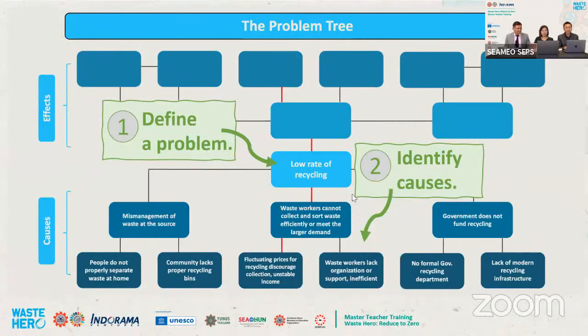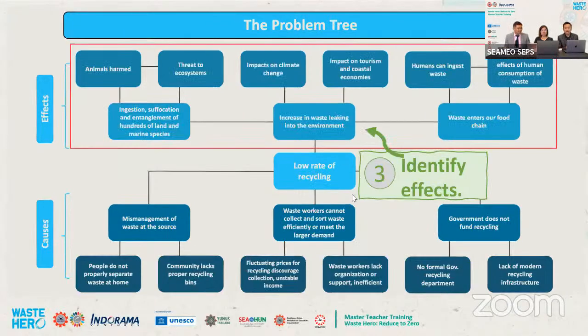To create the tree, let students define a problem that they would like to reach as the core of the map, such as low rate of recycling. After that, discuss and identify the causes of the problem. For example, people do not properly separate waste at home. Further, identify the effects of the problem. For instance, it creates waste leaking into the environment.